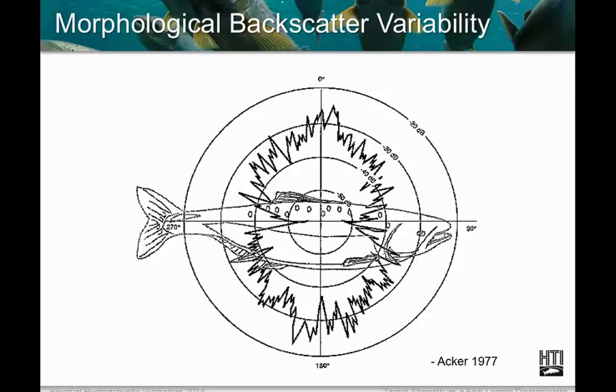But this was some of the earlier work, just trying to quantify or get a measure of how much difference in backscatter would be measured from a fish based on varying aspect in the beam. And again, fairly idealized kind of piece, and it's a dead fish, which could have some impact on its swimbladder volume and so on.